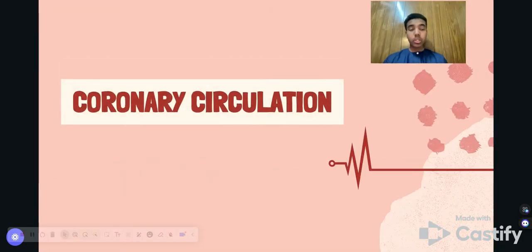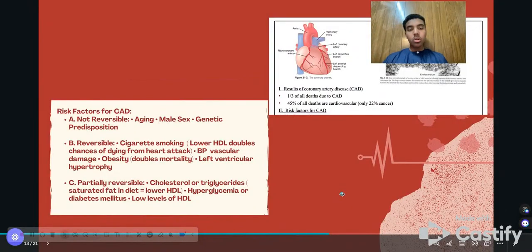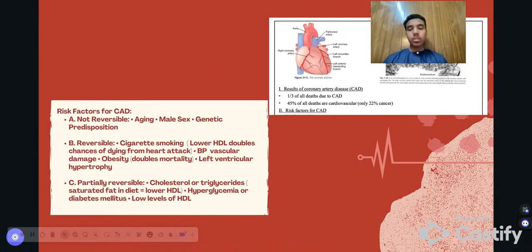Okay, coronary circulation. So now we're done with the skeletal muscles. Now we're going to go to the coronary circulation. What are the risk factors for coronary artery disease? We've got A, B, and C: not reversible, reversible, and partially reversible.